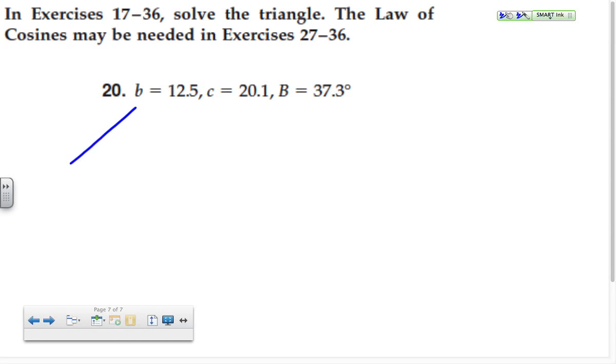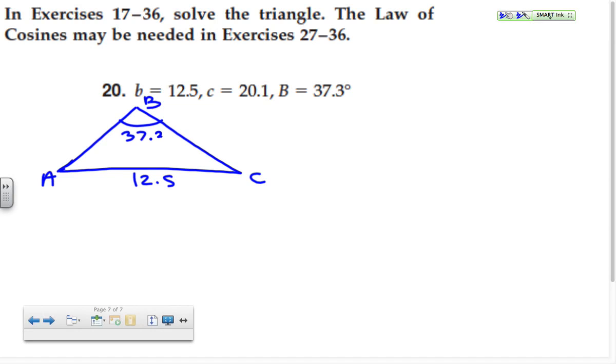So here is my triangle. It could be two triangles. So I have A, B, C. This is 12.5. This angle here is 37.3, and c is 20.1. So you notice there's side, side, angle. When we end up in this situation, we have to be really, really careful about how we solve it.